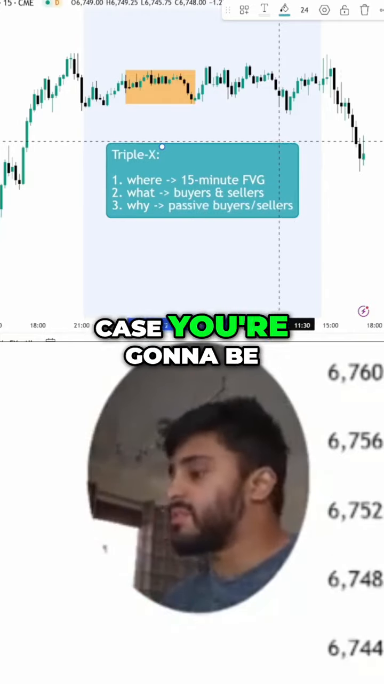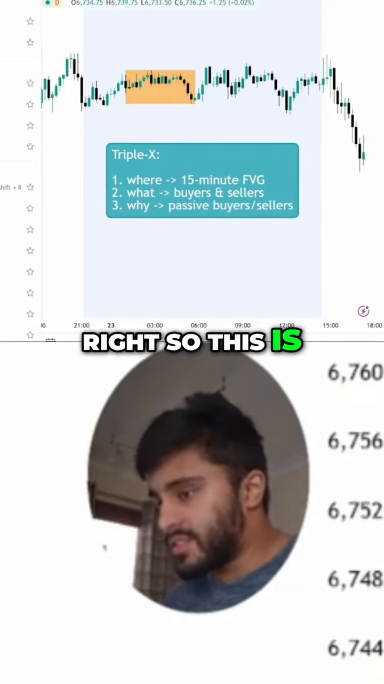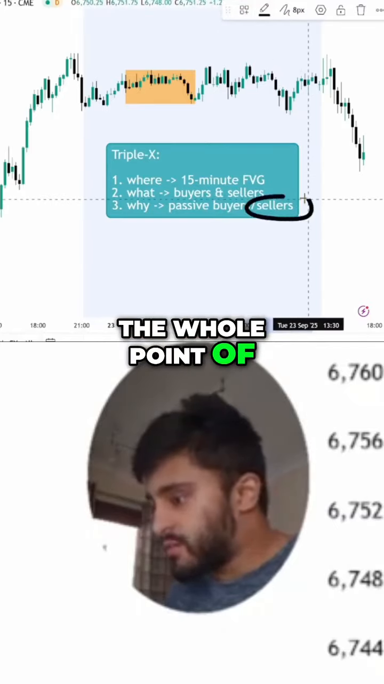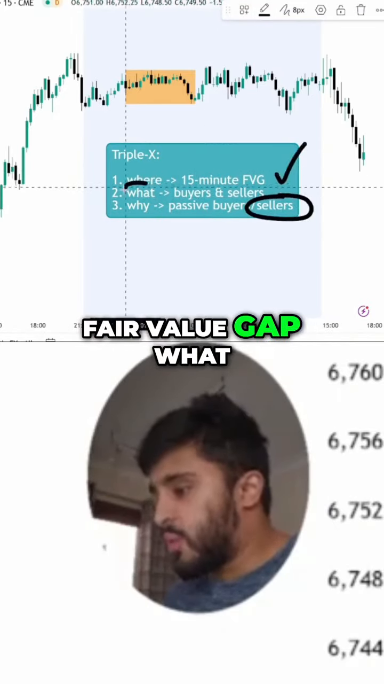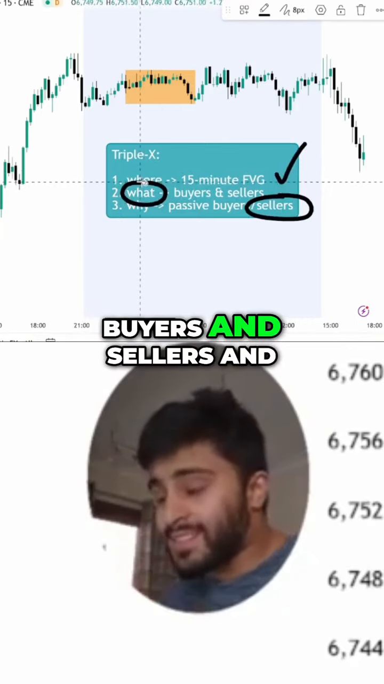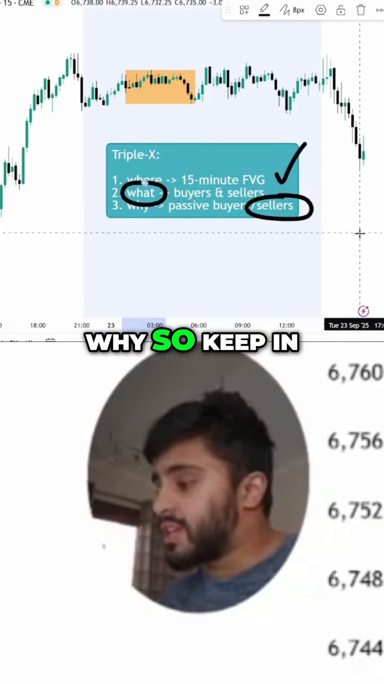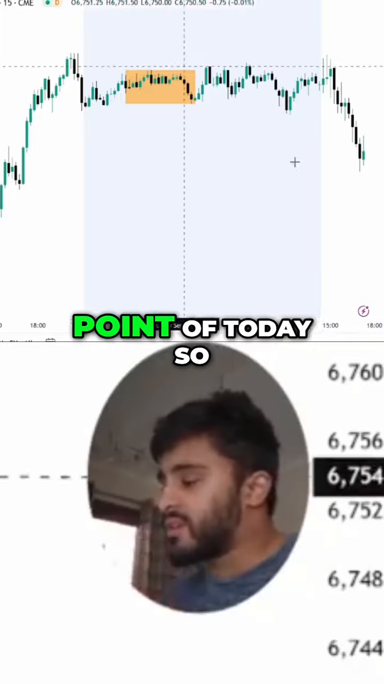And sellers, so in this case, we're going to be going over passive sellers. This is the whole point of the trade, or any trade you take. So you need to know where to trade from: a 15-minute fair value gap. What to look for: you need to know about buyers and sellers. And the last thing is why. So keep in mind, passive sellers are going to be the point of today.